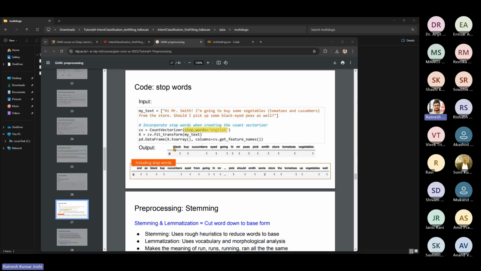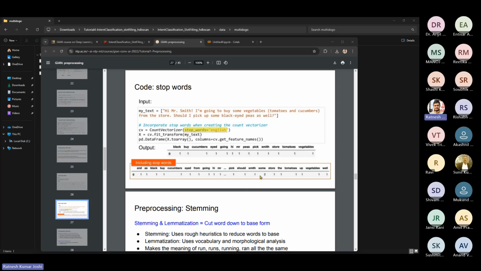Let's say this is our vocabulary: bag, buy, cucumbers, eyed, going, high, mister, and black. All of these are the different words in our vocabulary. To generate this particular sentence, we need to know all of these individual words. We'll count how many times an individual word appears in the sentence. For example, and, as, both come one time, black comes one time, buy comes one time, and words like some come two times.